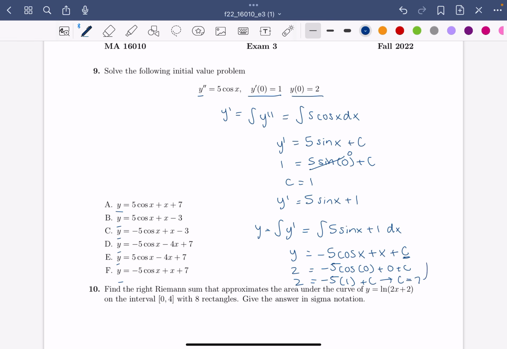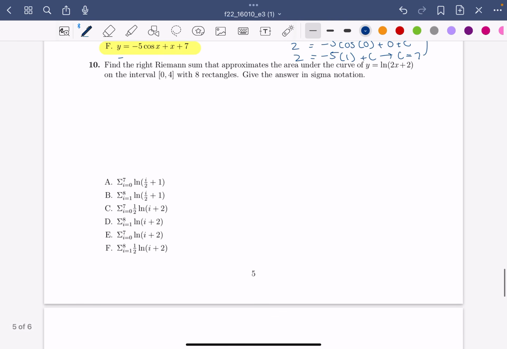So if we rewrite this, running out of space here, we get that y equals -5 cosine x plus x plus 7. If we look at our answers, that gives us F as an answer. Oh boy, there have been a lot of F's in this entire problem. Again, be careful with your signs with your sinusoidal functions.